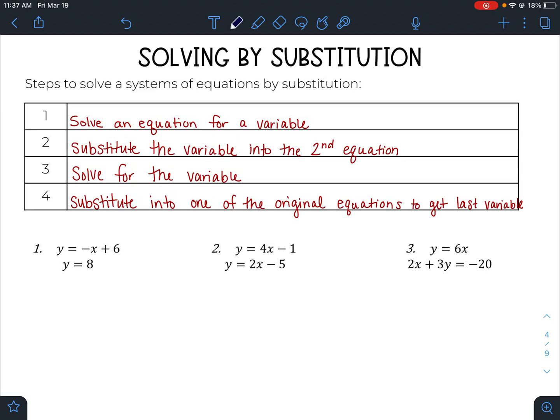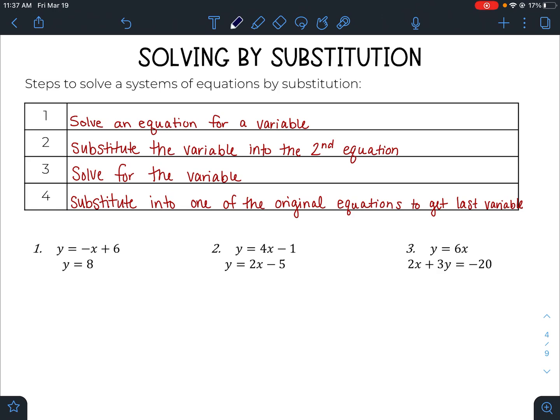All right, today we're working on solving by substitution when we're talking about systems. So here's the steps that we take to solve via substitution. The first one is solve an equation for a variable. Doesn't matter which one, but you got to solve for a variable, get one by itself. Once that variable is by itself, we're going to substitute that in to our second equation. We're going to solve that for the remaining variable, and then we're going to substitute it back into either of our equations to get that final variable.